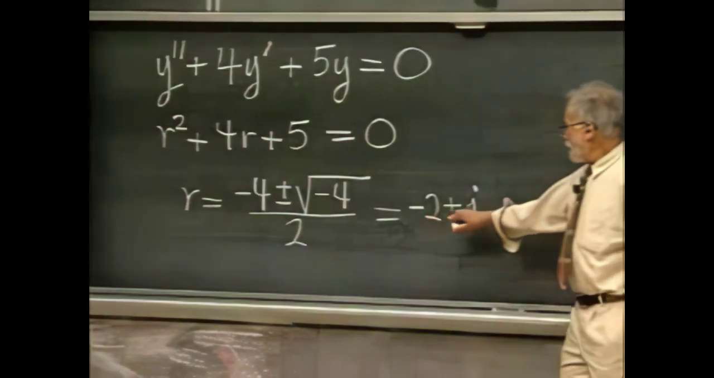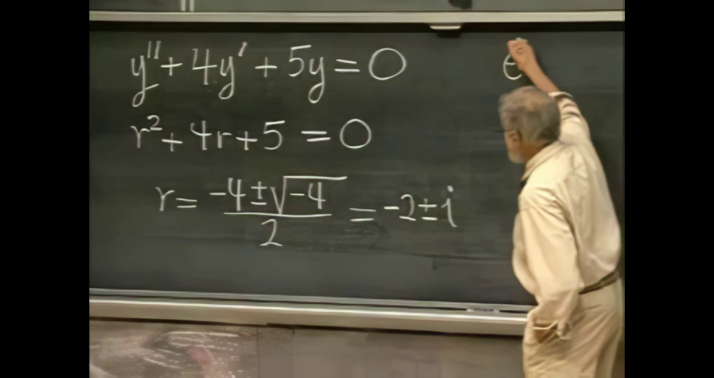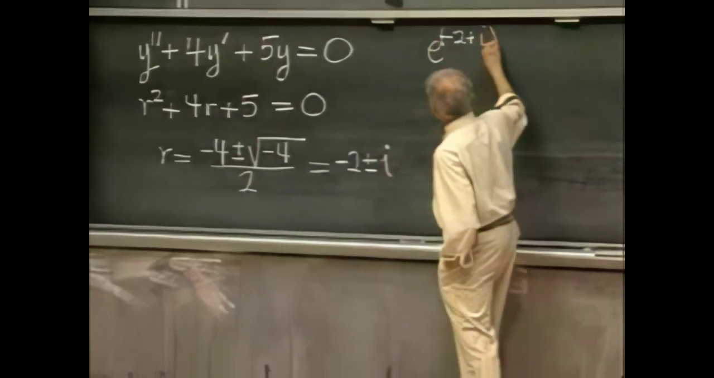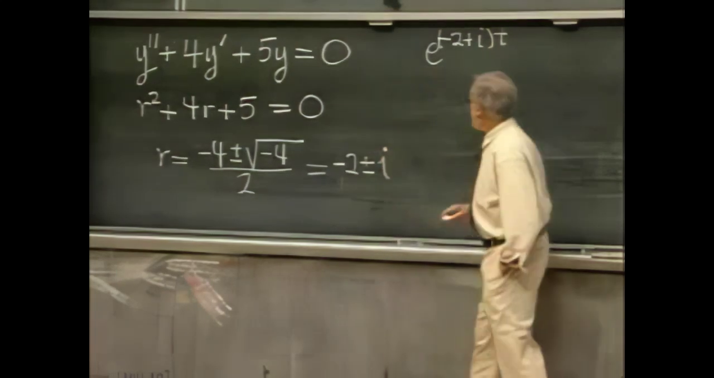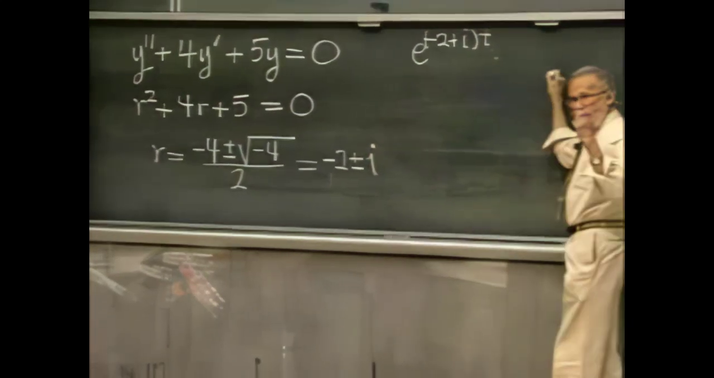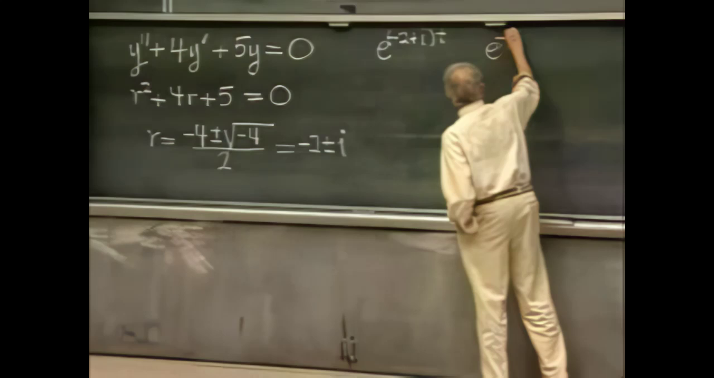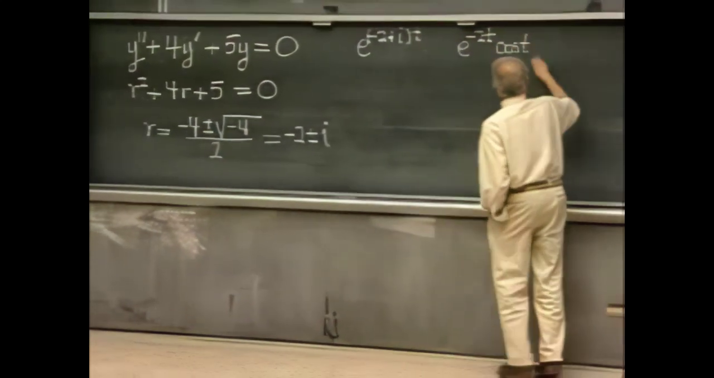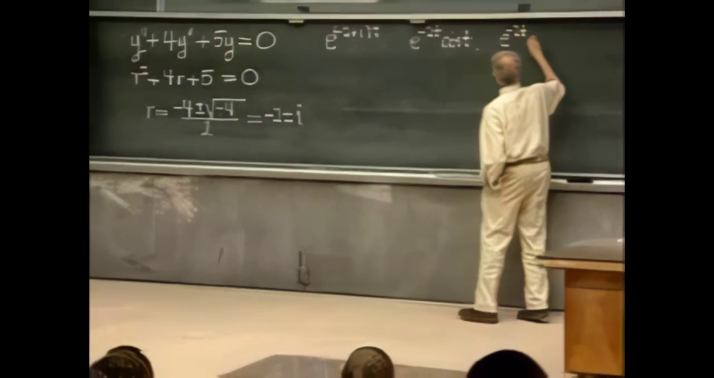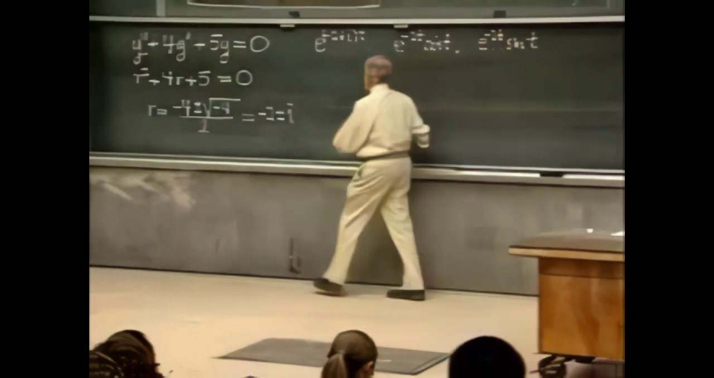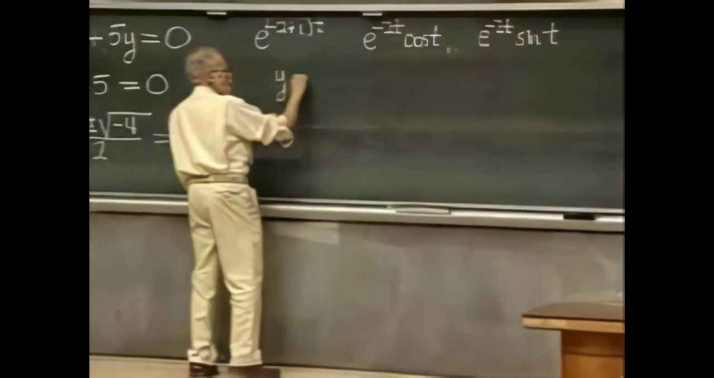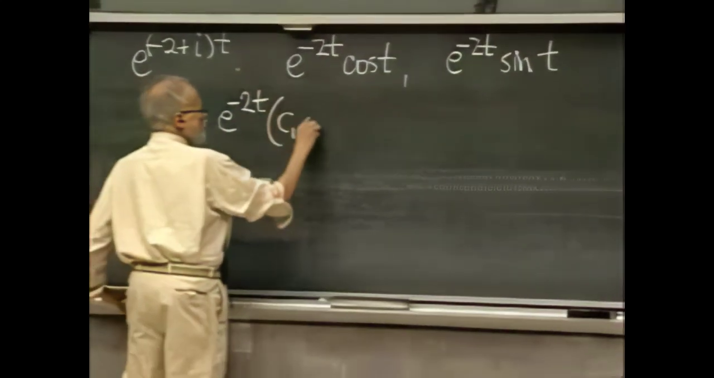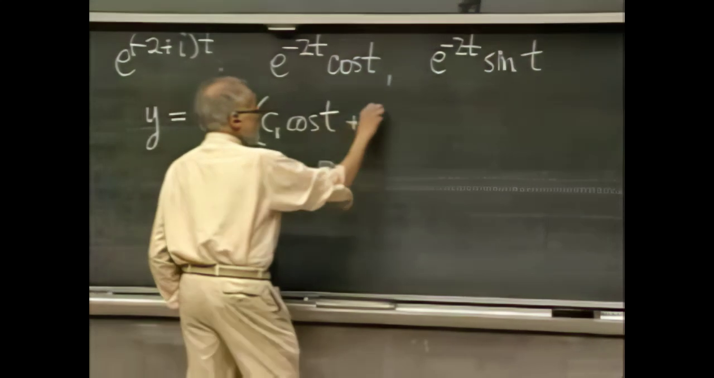So the exponential solution is e to the negative 2 plus i, times t. You don't have to write this in. From here you can get the thing directly. Let's use the one with a plus sign. That's going to give, as the real solutions, e to the negative 2t times cosine t and e to the negative 2t times the sine of t. And therefore the solution is y equals e to the negative 2t times c1 cosine t plus c2 sine t.